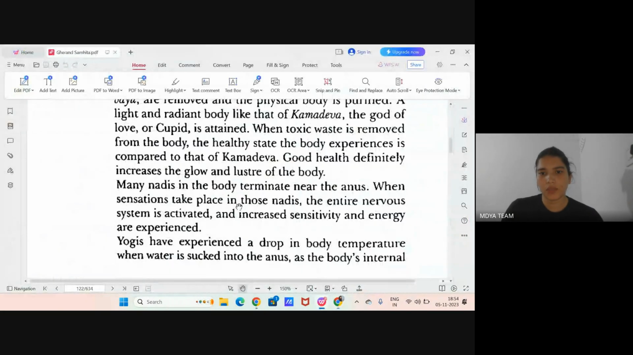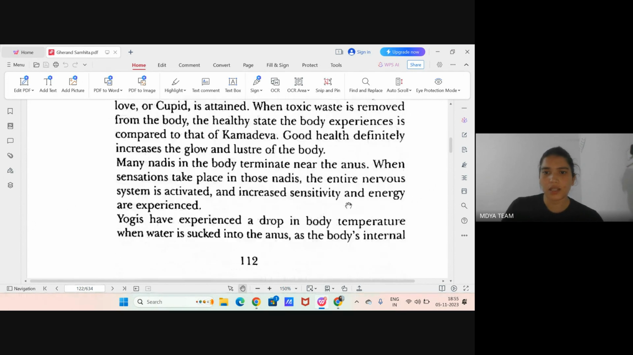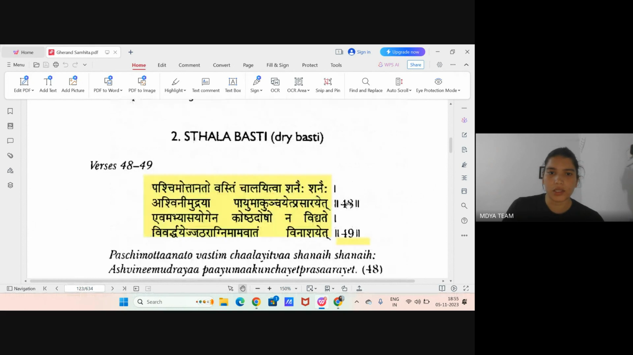So in the benefits we have just read, that is the premaha, the intestinal problems, Krura Vayu, that is any kind of Apan Vayu disorder, or your body will be like Kamdev. So these are the three benefits of Jalabasti.